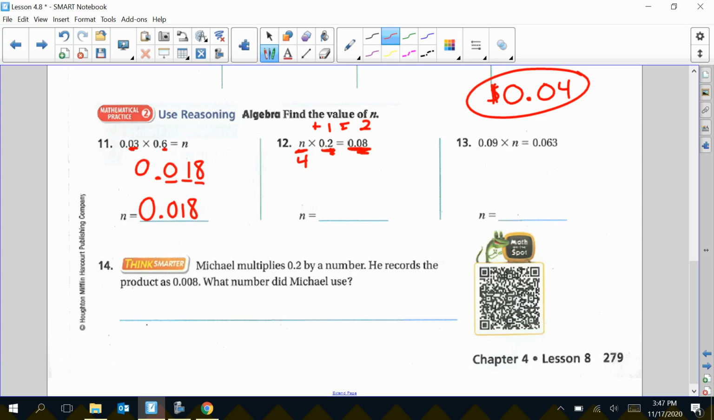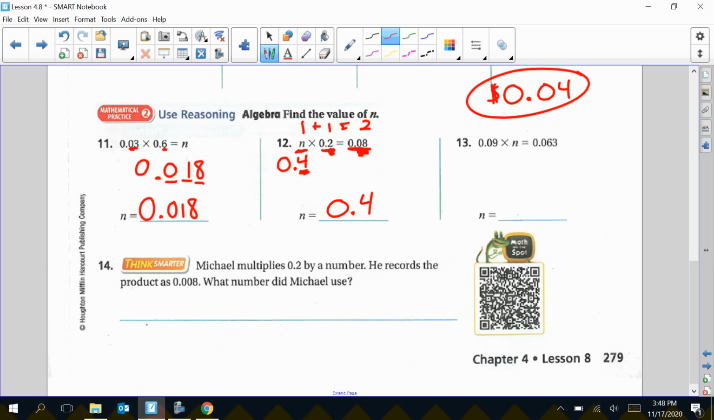So this first number should also have 1 number to the right of the decimal. So this should be 4 tenths because 4 times 2 is 8, and 1 place plus 1 place to the right gives us 2 places in our answer. So N is 4 tenths.